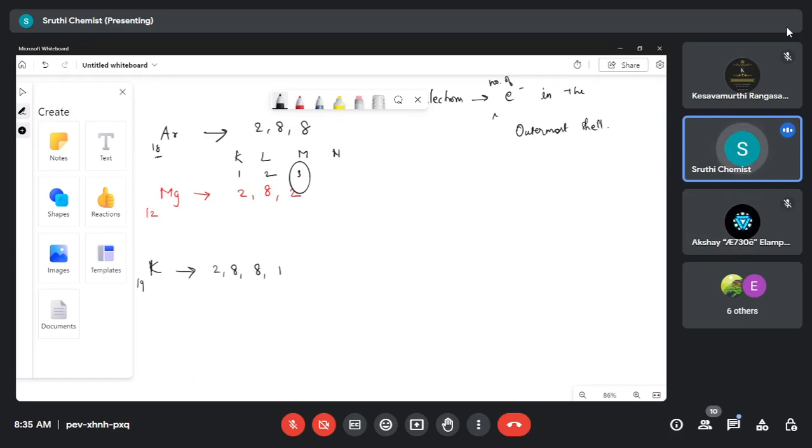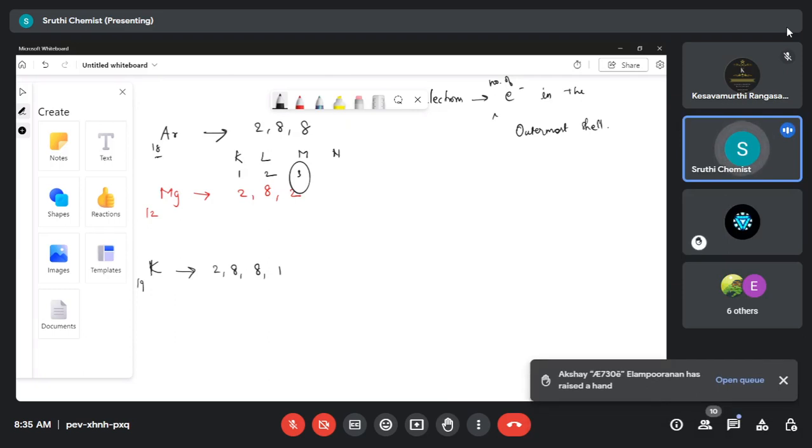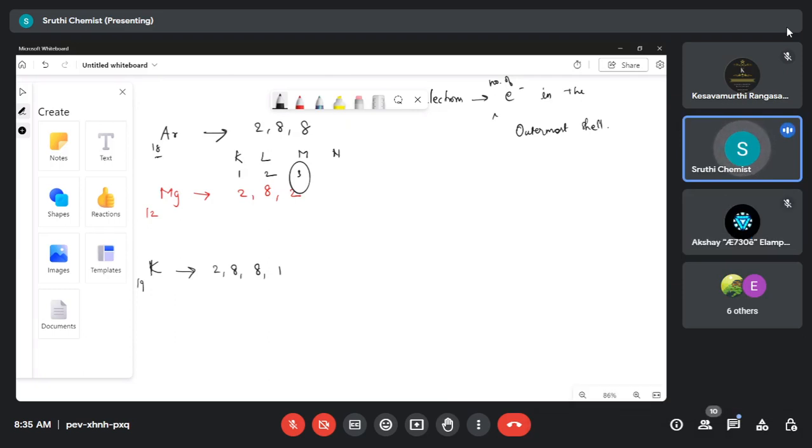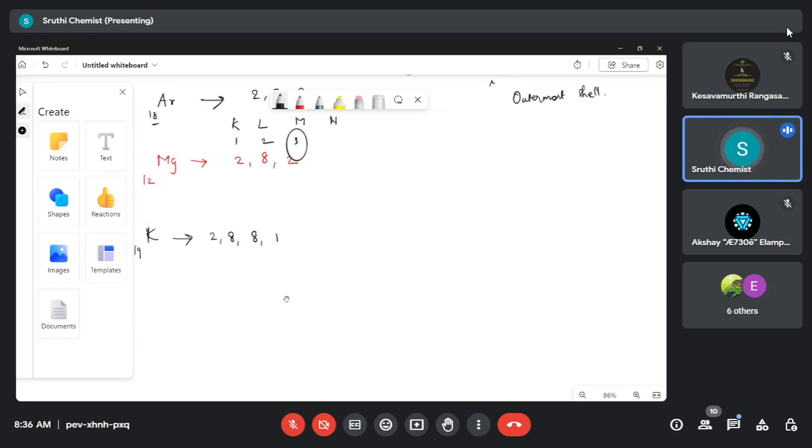So here we have a confusion. Why? Because the third shell can hold how many electrons? 18 electrons. But here we are placing only 8, and the fourth orbit has 1 electron. Why? What is the reason? It should be 2, 8, 9. No. Why are we placing it like this? Why is it 2, 8, 8, 1?